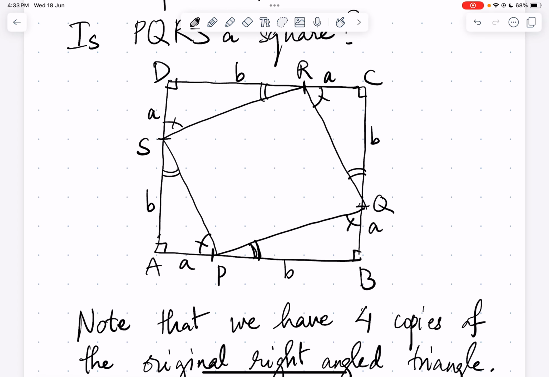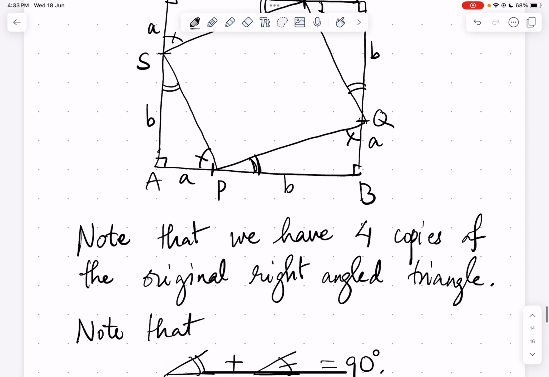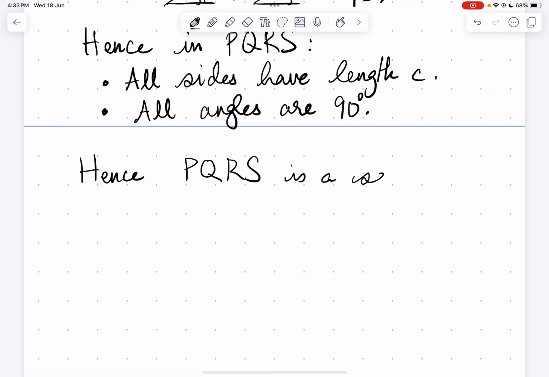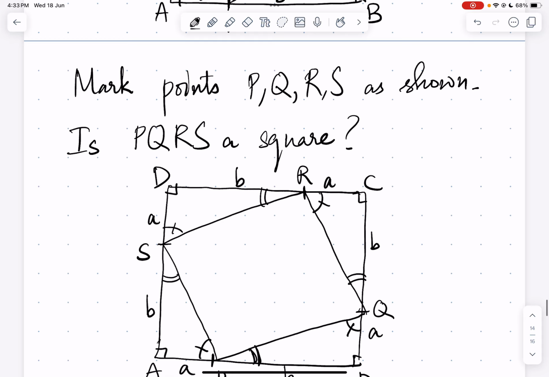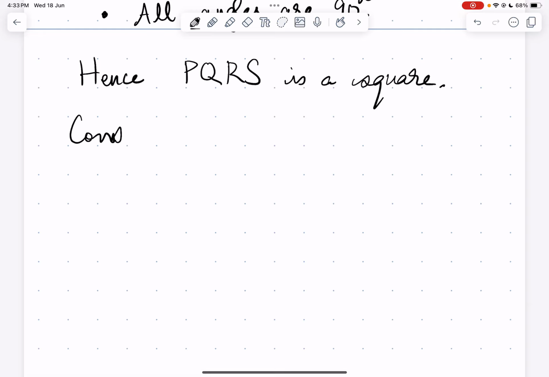You can see that, for example, the angle at P is equal to 180 degrees minus the double arc angle minus the dashed angle, which is just 90 degrees. So all sides have length C and all angles are 90 degrees. Hence, indeed, PQRS is a square. Right. So now that we know that PQRS is a square, we can consider the area of the original square ABCD.